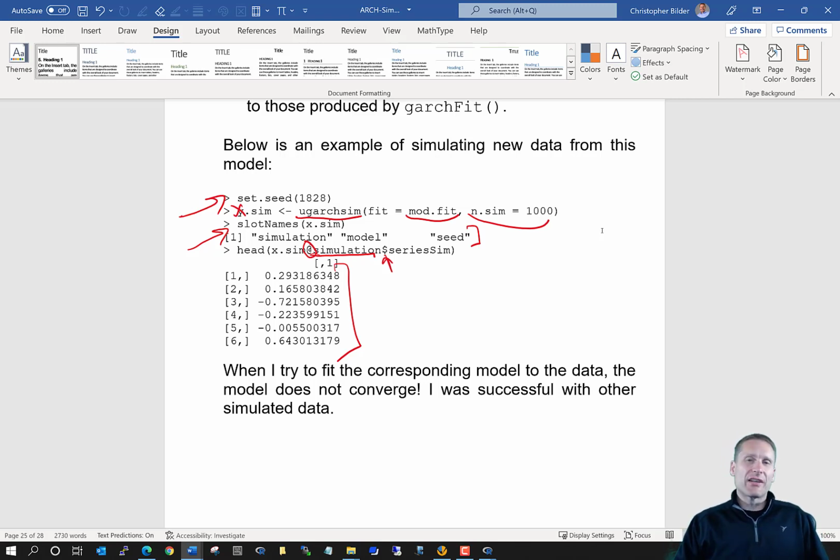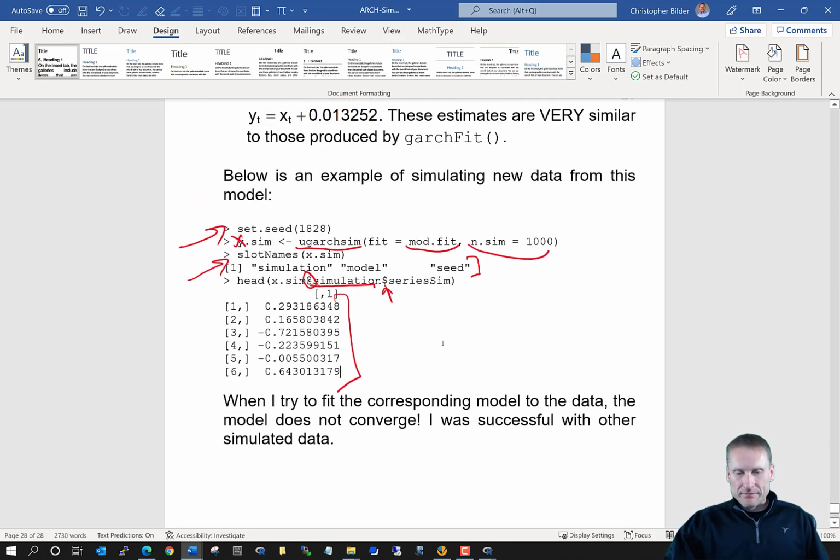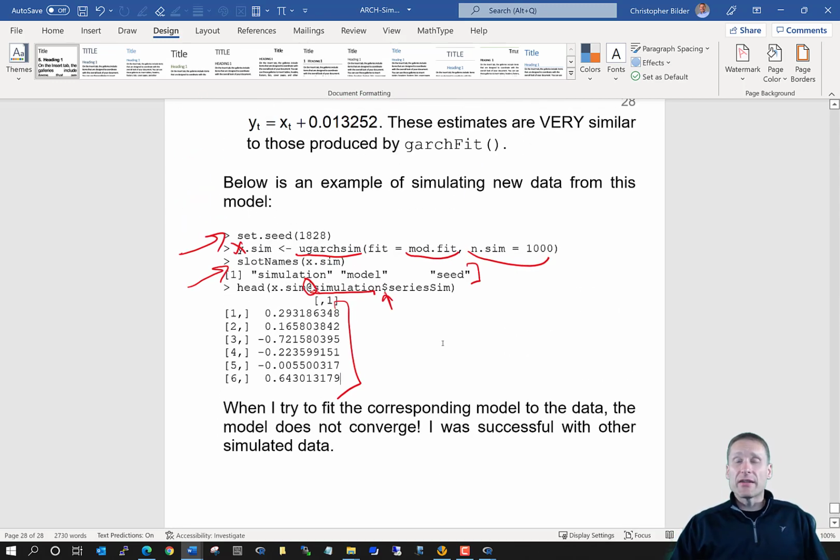So that just gives you a really brief introduction to what this particular package can do. And then that concludes this simulated data example dealing with an ARCH(1) model.